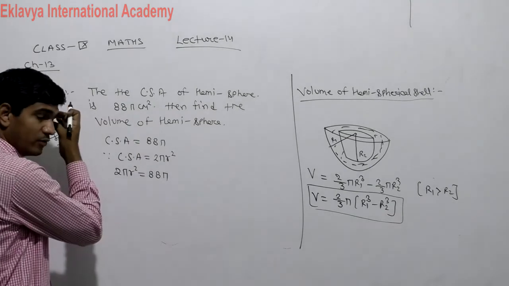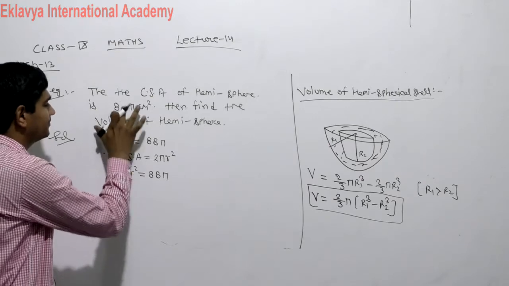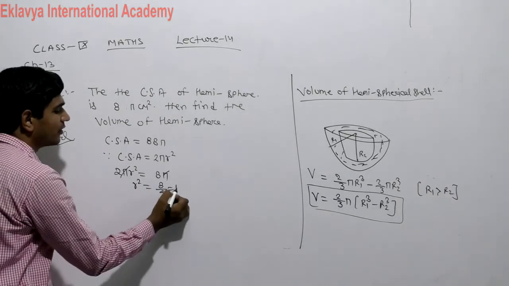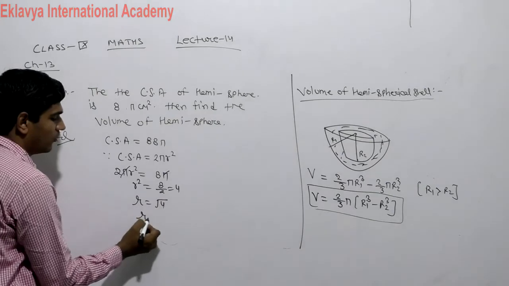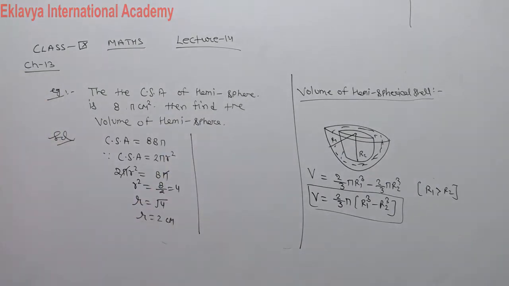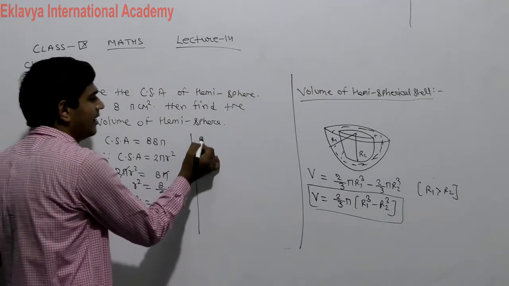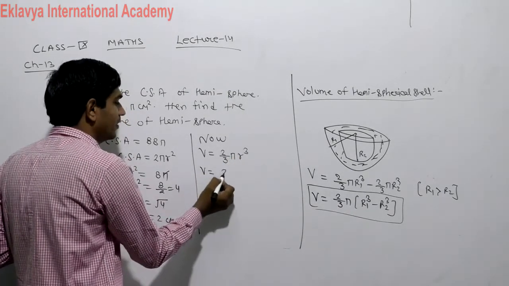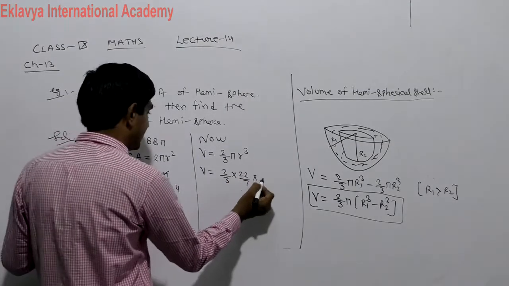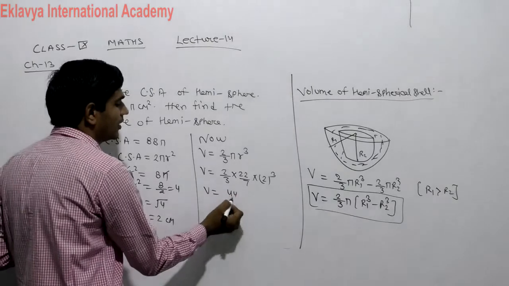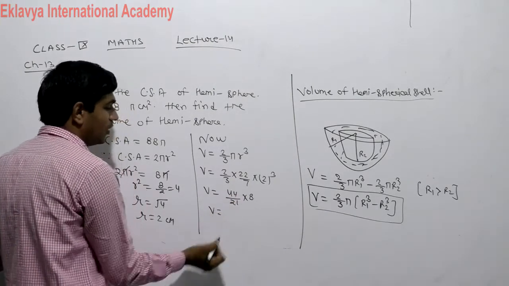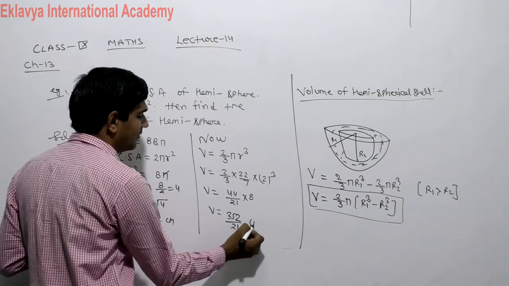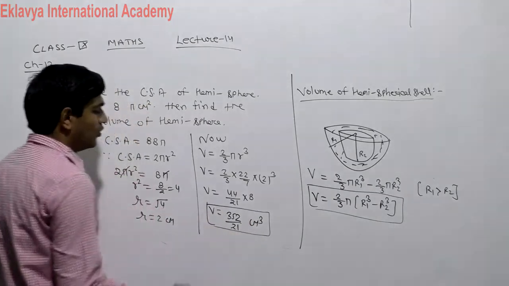Pi, replace 88 by 8... okay, 8 pi, pi pi cancel, r square is 8 upon 2 equals 4. So what is r? Root of 4, r is 2 centimeter. We found out the radius of the hemisphere: 2 centimeter. Now volume of hemisphere is 2 upon 3 pi r cube. 2 upon 3, 22 upon 7, 2 power 3, 44 upon 21, 8. So volume will come 8 into 44, that is 352 divided by 21 centimeter cube. That is the volume of the hemisphere.